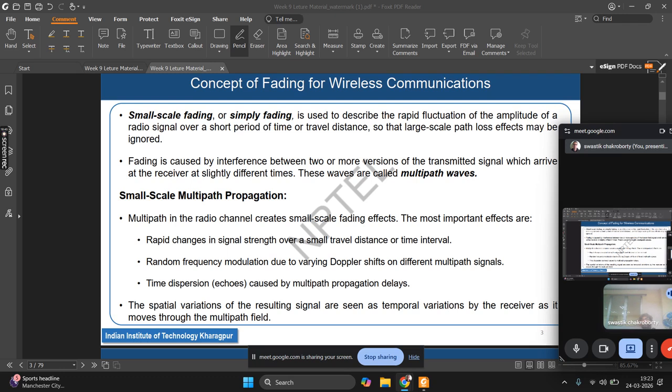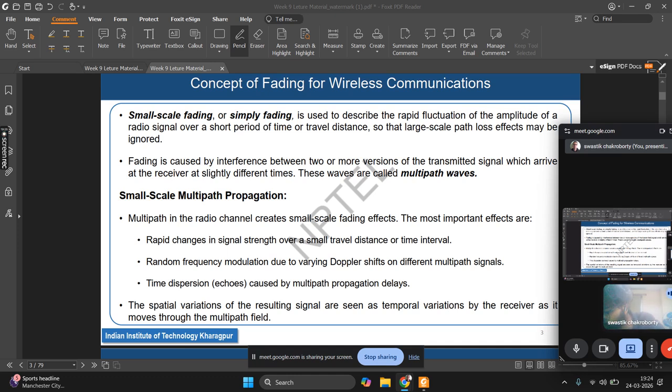Another is time dispersion, or echoes caused by multipath propagation delay. This is what happens when one signal arrives directly and another signal arrives after bouncing off 4-5 blockages. If it is bouncing off 4-5 obstructions, it will of course have a delay compared to the line of sight signal. Because it has traveled more path, there is a path difference. That path difference will lend itself to phase difference. When there is path difference, there is time difference, and that time difference will make phase difference.